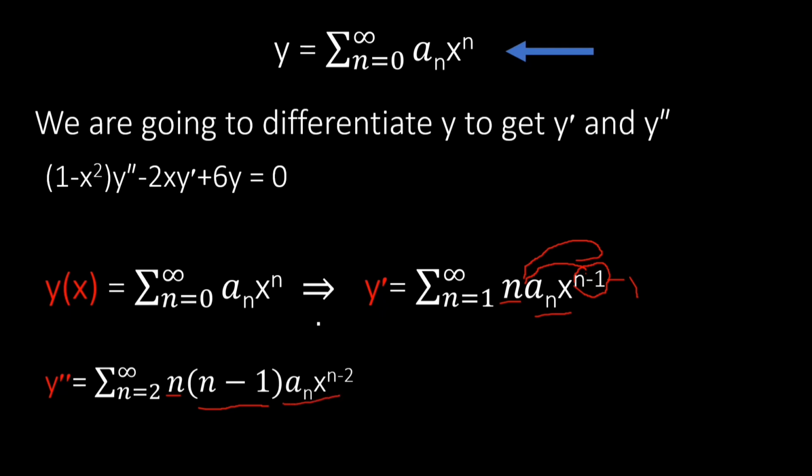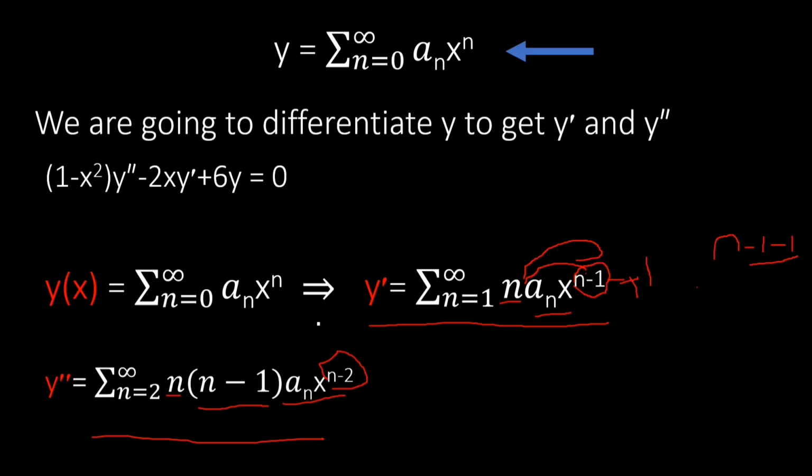But don't forget that I said whenever you differentiate, you subtract 1. So if you subtract 1, we have minus 1 here before. So it becomes n minus 1 minus 1, which gives us n minus 2. So the power here becomes n minus 2. So now we can say that we have gotten the equation for y prime, which is this, and then we have gotten the equation for y prime prime, which is this.